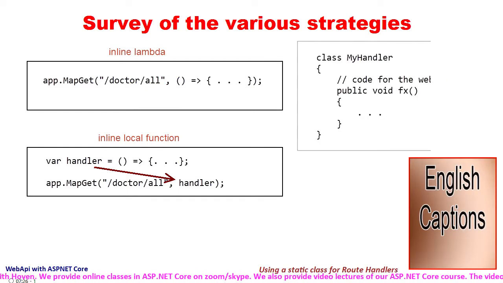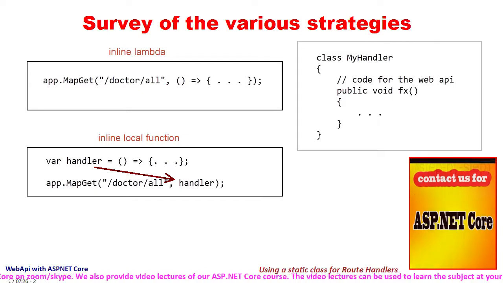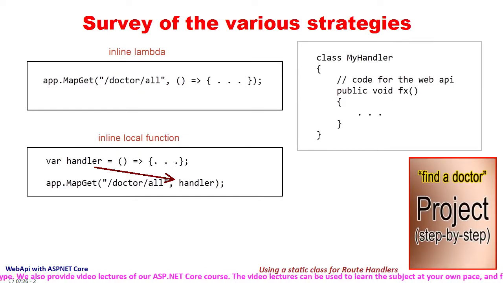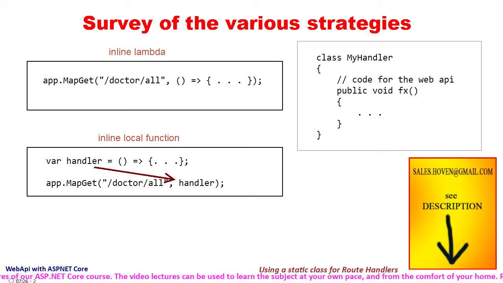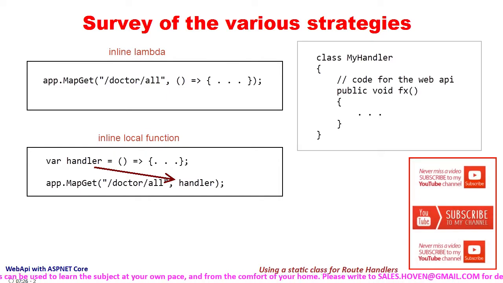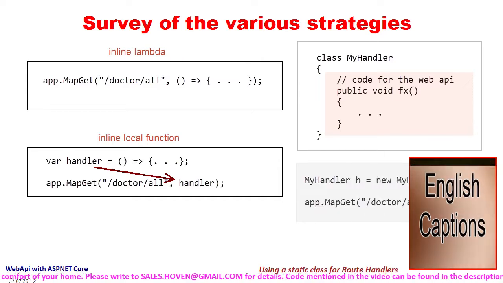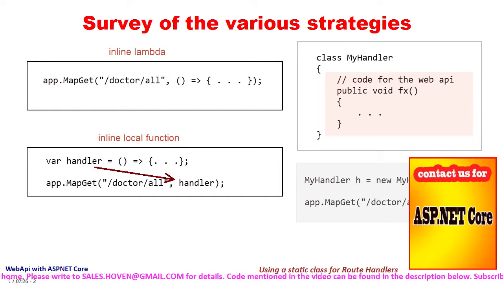The third possibility is to use an instance method of a separately written class. For example, we can add a suitable class to our project such as myHandler and add suitable instance functions to this class. For example, the function fx contains the code for our handler. This instance function can now be wired to the web API as shown here.